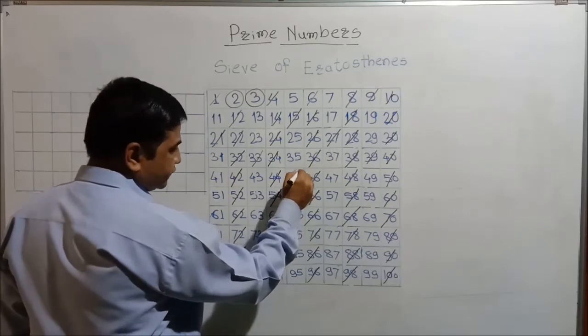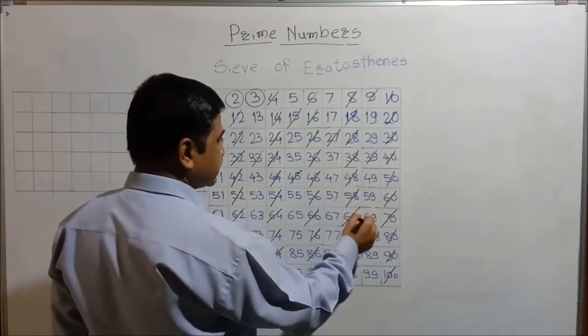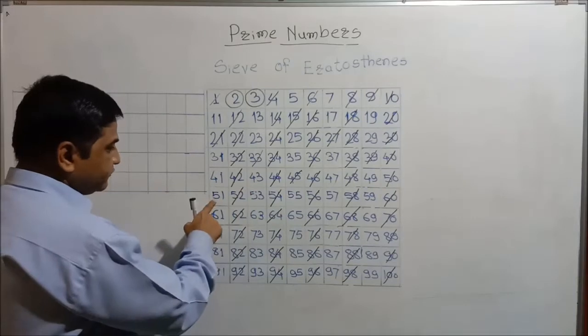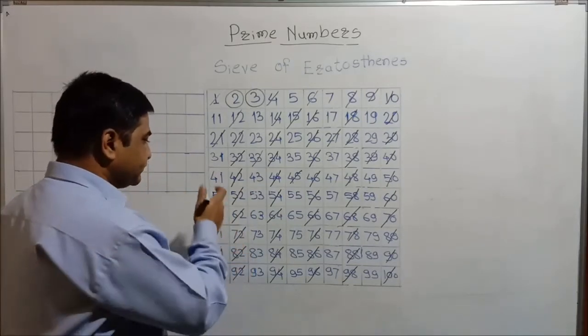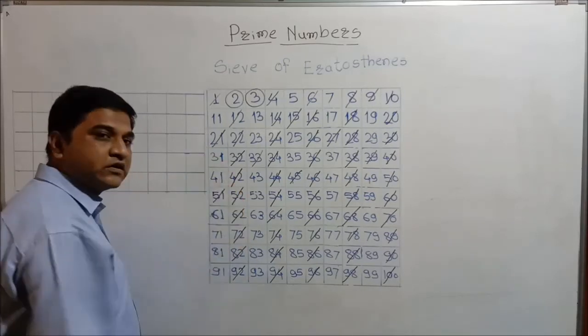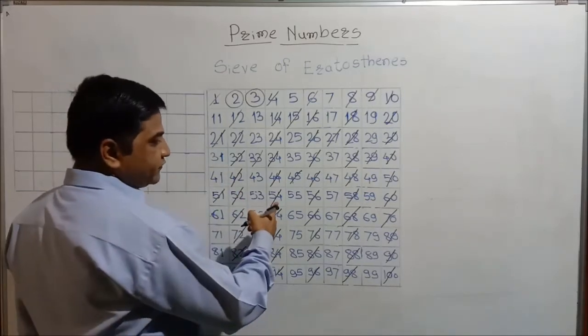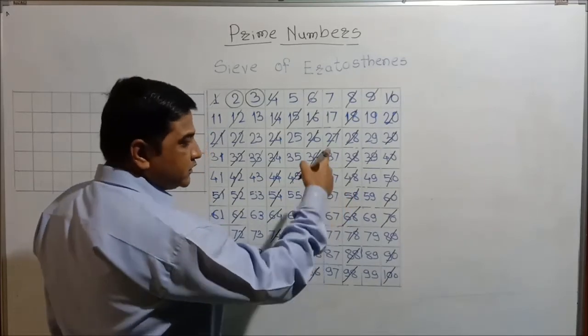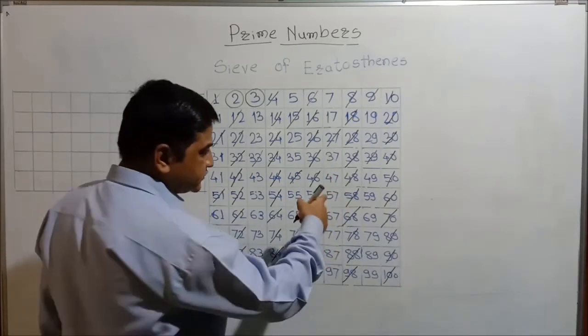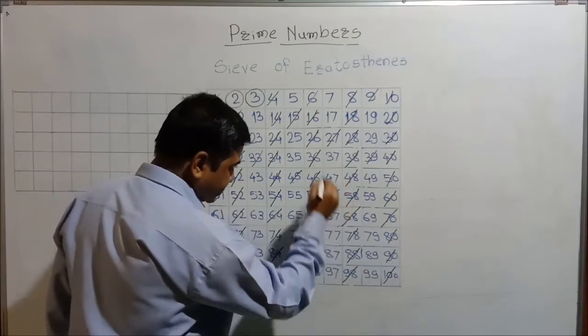Then we are going for 45. 48 is already crossed. We have 51: 5 plus 1 is 6, and 6 is in the table of 3, so 51 is divisible by 3. So we are going to cross 51. Then we have 54 and 57. For 57, 5 plus 7 is 12, 12 is in the table of 3, so it is divisible by 3. So we are going to cross 57.